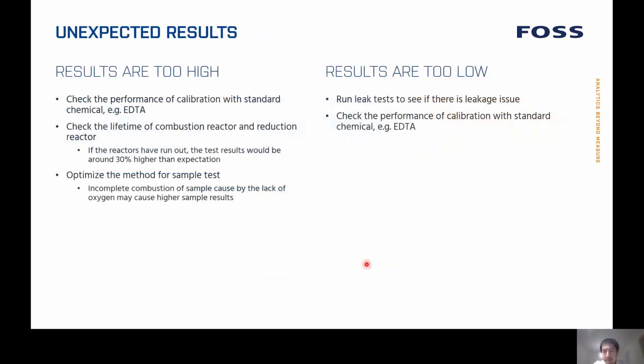And also you may see some problems when you do the test. You will get unexpected results. Sometimes you will get high results, sometimes you will get low results. So if you get a high result in the system, first you check the performance of the calibration with standard chemicals, EDTA. And if it's not good for the calibration, for the verification, then you need to adjust the calibration.